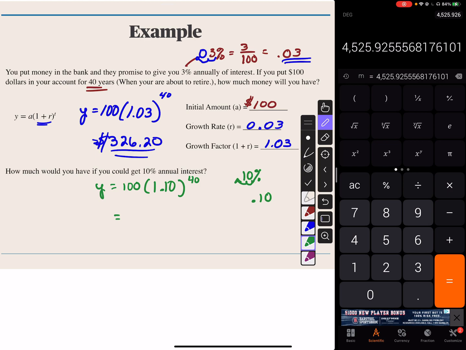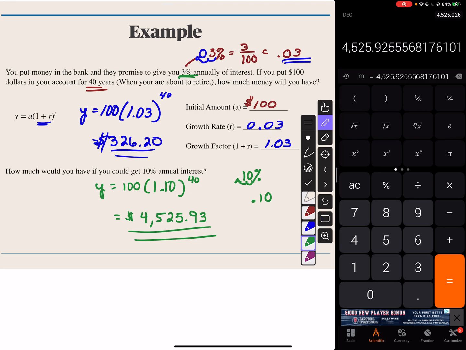So 7% more, from 3 to 10%, gets you way more for your money. So 10%, even though it's only a 7% jump from the 3%, we get way more than a 7% increase over those 40 years.